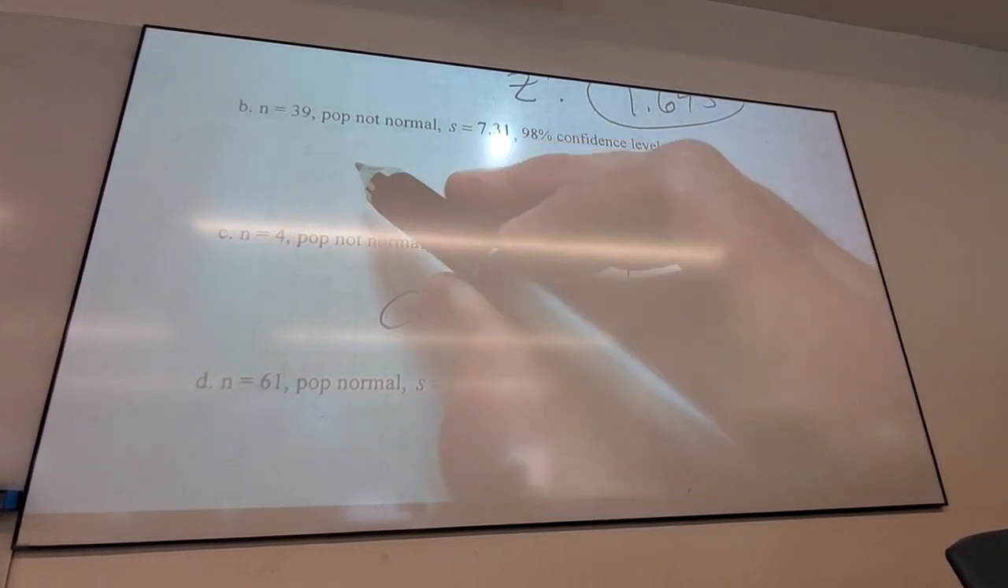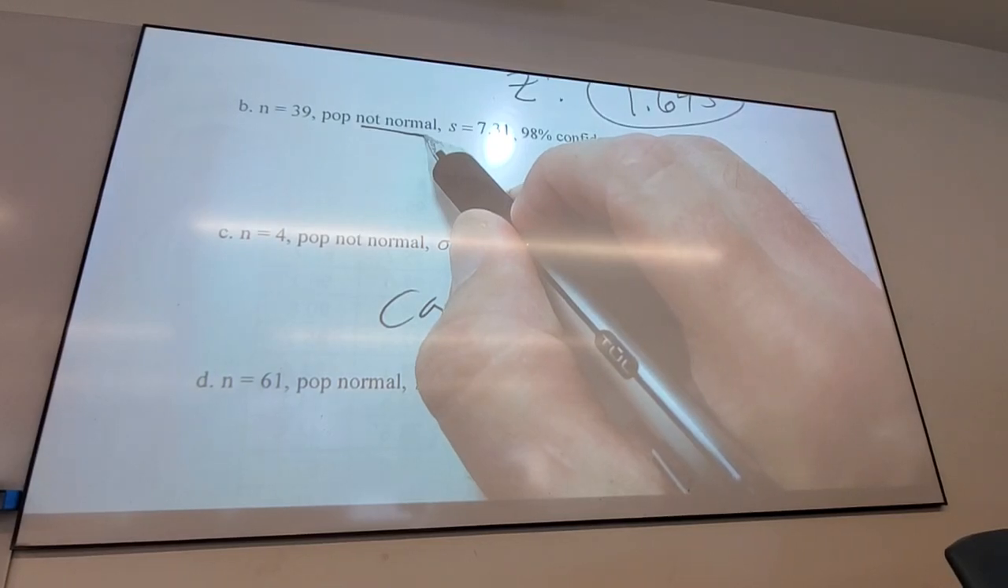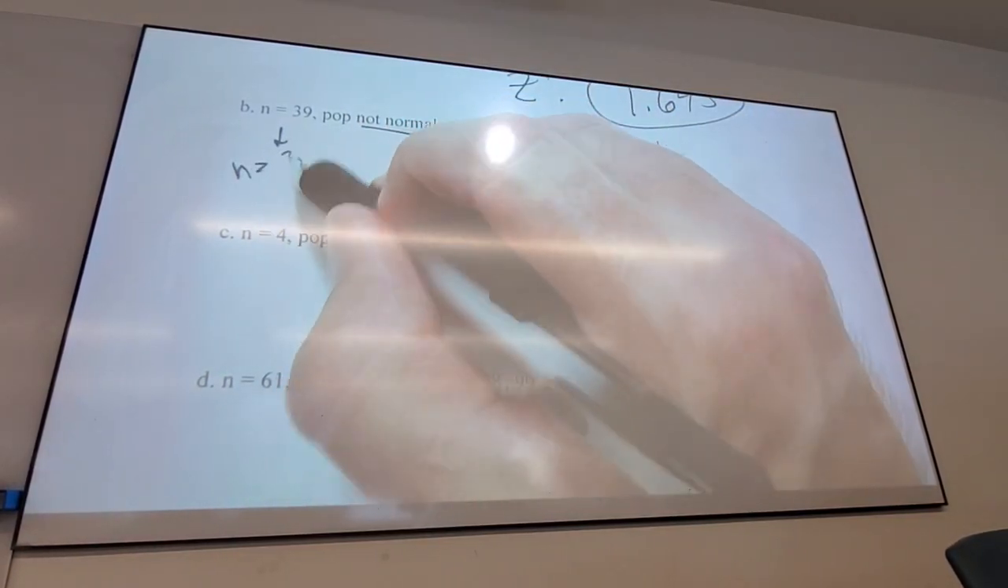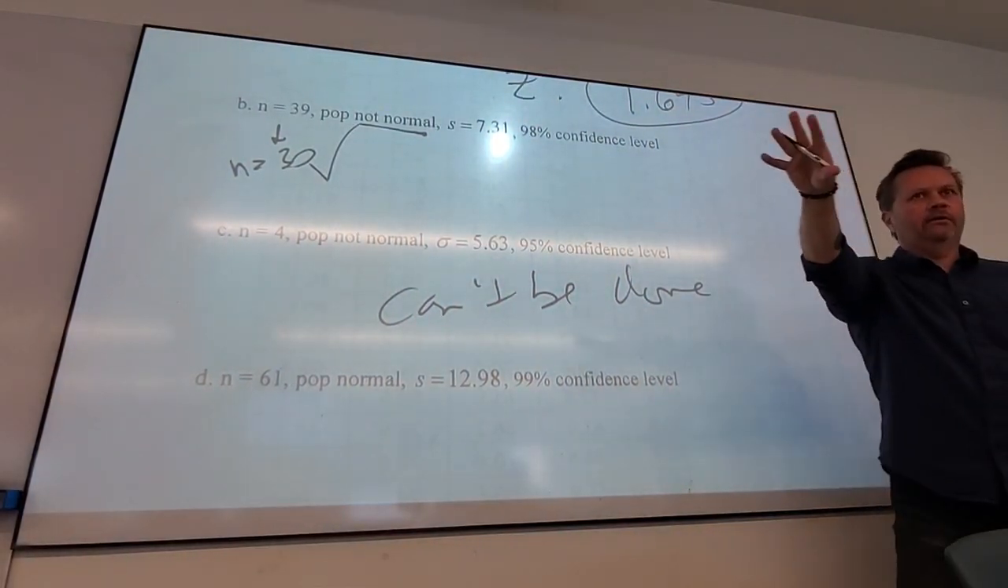So just make sure you guys are cool with this. The population is not normal, correct? Why are we okay though? Because it's more than 30. Greater than 30. So it is normal, check. So it's gotta be normal to do anything.